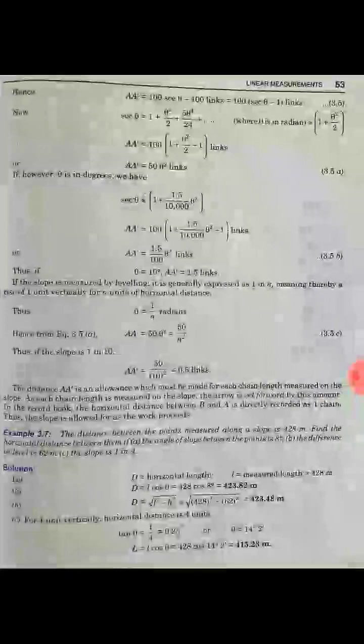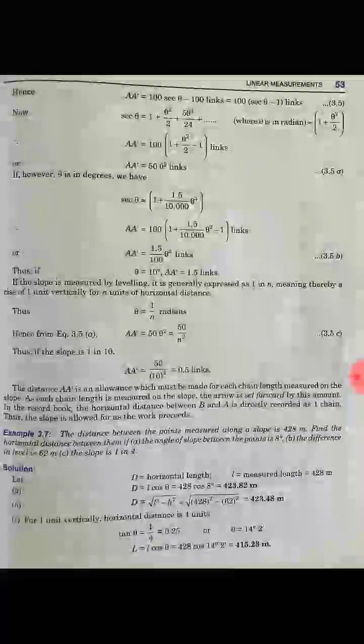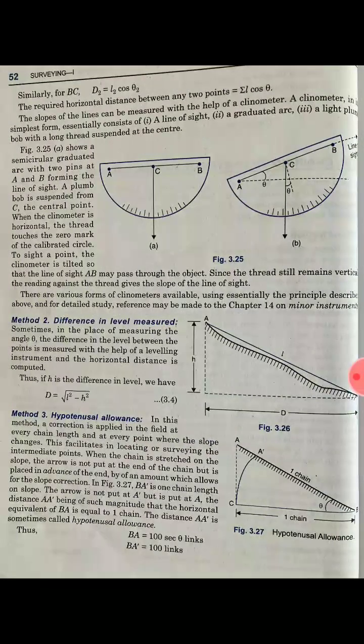Now, hence A dash is equal to, A dash is what? Total BA. Out of total BA, I have to deduct BA dash. So for BA, I have the equation 100 sec theta links.